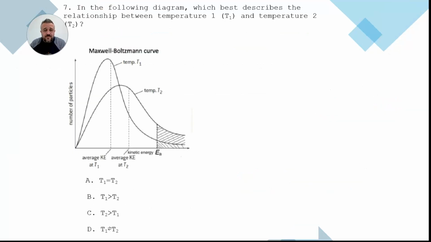Who doesn't love a Maxwell-Boltzmann diagram? Okay, so the following diagram, which best describes the relationship between temperature 1, that's this one here, and temperature 2. Alrighty, let's have a look. So, one of the things we know is that as temperature goes up, the average kinetic energy goes up. So here, the average kinetic energy has increased, right?